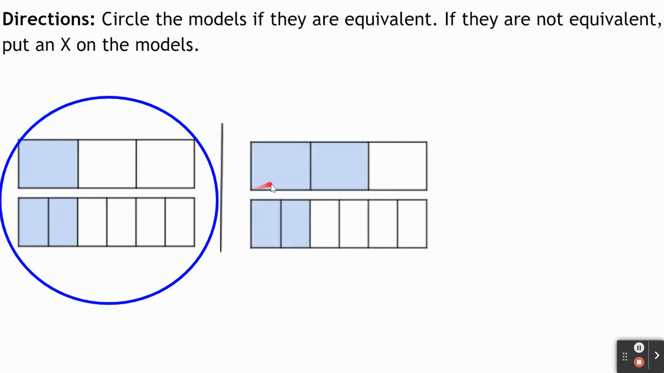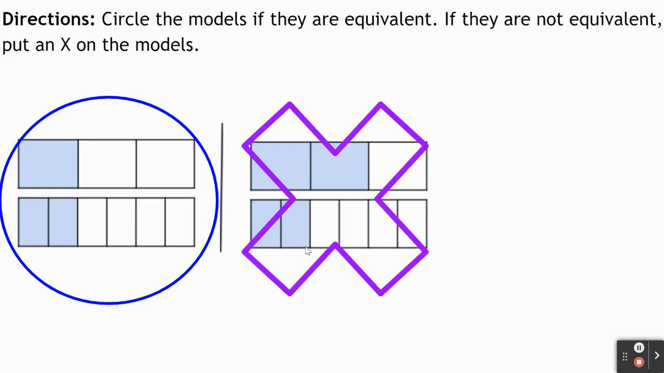Let's look at this next one. Here we have 2/3 shaded because there are 2 parts shaded out of 3. On the bottom, we have 2/6 shaded. Even though we have the same number of parts shaded, the parts on the bottom are much smaller. So they actually don't shade the same amount as the parts that are shaded on the top. We can see the model on the top has a lot more shaded than the model on the bottom. So these fractions are not equivalent. We're going to put an X on them.